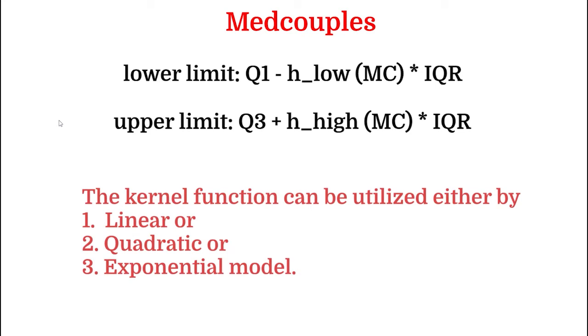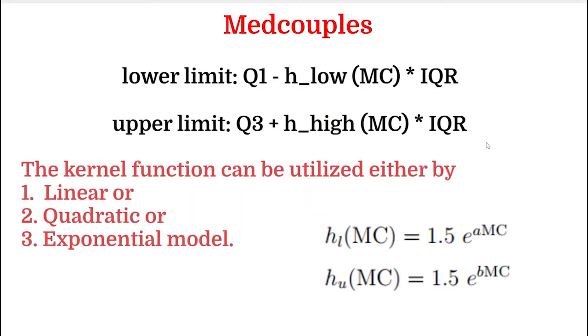So how do we define the lower limit and upper limit using Medcouples? Here is the equation for the lower and upper limits, which is similar to the IQR method, but the multiplier for IQR is modified, and we have introduced that kernel function that incorporates the Medcouples. The lower limit is defined as q1 minus the kernel function times IQR, and the upper limit is defined as q3 plus the kernel function times IQR. The kernel function can be implemented by linear, quadratic, or exponential models. So there are various ways to implement this kernel function.